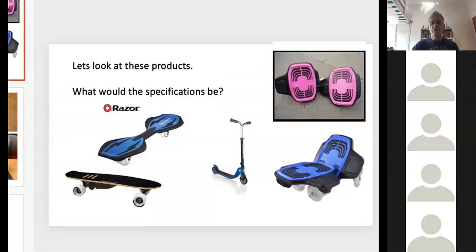None of these things have braking mechanisms on them, okay, except for a scooter, which may have a little braking mechanism at the back. All right, so if we're talking about these wheeled objects, what would be the specifications, do you think? Let's hear from you guys. What are the specifications that we need if we were going to make one of these successfully?